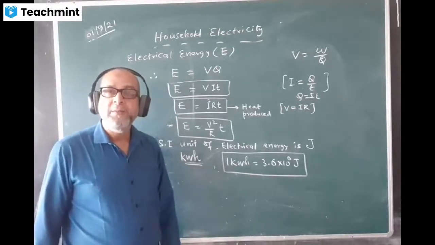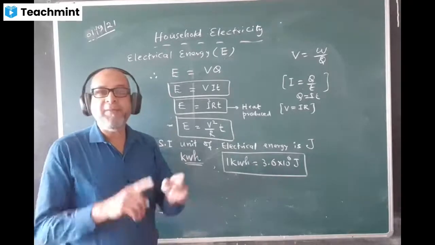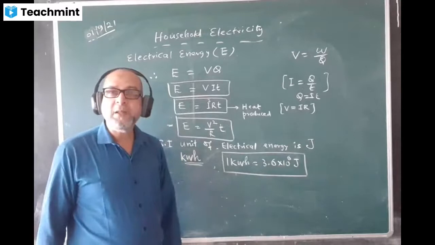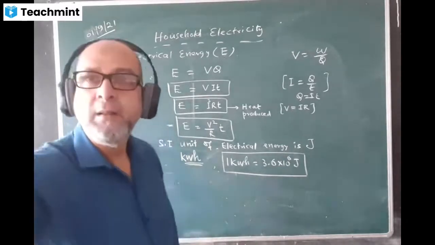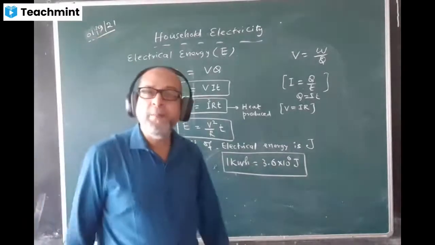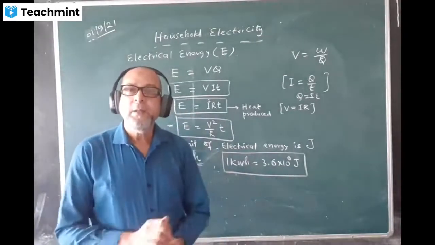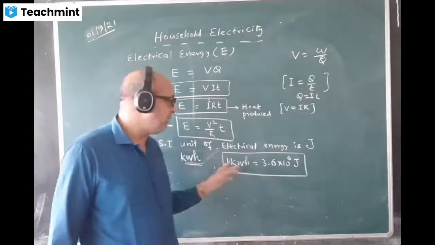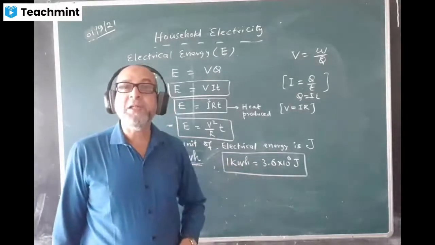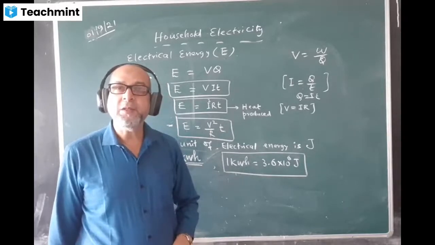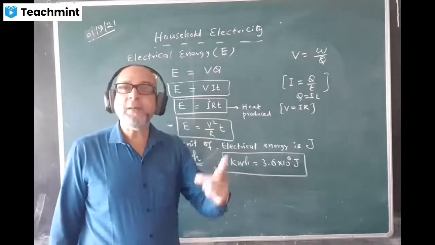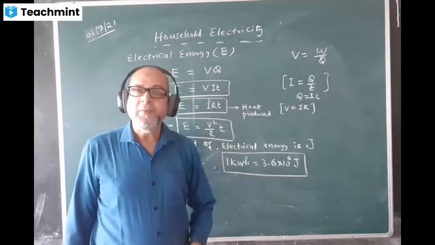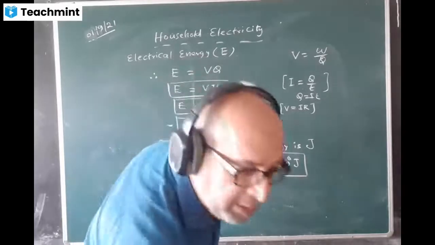That is why at home you have an electric meter. There is a meter, no? The person comes, sees the meter and charges the bill, your bill amount comes and you pay the bill. So the bill is paid on the basis of this kilowatt hour, on the basis of energy consumption. Just keep in mind, for consuming energy we pay the bill, not for consuming current, not for consuming voltage, or anything else. I think this is done.